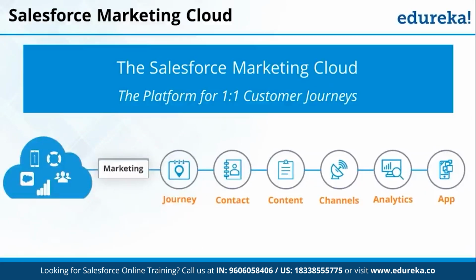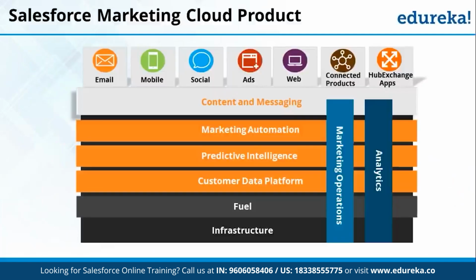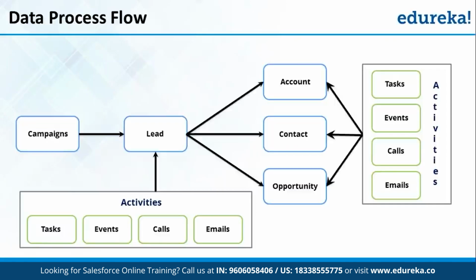So the Salesforce Marketing Cloud, as I said, is a platform for a one-to-one customer journey. So you have contact, you have content, you have channel, you have analytics, you have different apps. So let's look at the Salesforce Marketing Cloud product. It essentially includes email studio, you have mobile studio, you have social media, you have ads, web connected products, hub exchange apps, and it basically makes use of marketing automation, predictive intelligence can be built in, customer data platform, etc. Okay, this is the mind map for the Marketing Cloud.